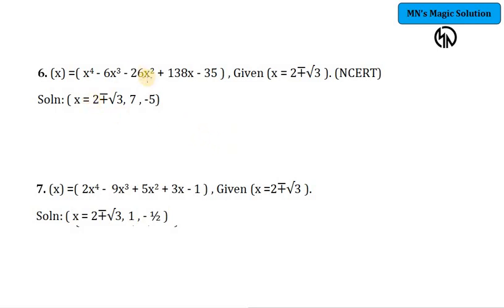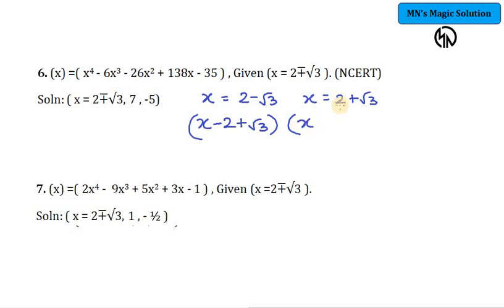Question number 6 is a bit varied. Look at what two zeros they have given here. One is x is equal to 2 minus root 3. The other is x is equal to 2 plus root 3. Now the corresponding factor for 2 minus root 3: if this 2 comes to this side, it becomes minus 2, and minus root 3 becomes plus root 3, so x minus 2 plus root 3. Right? This is one factor. Again, the second factor will be x minus 2, and this is minus root 3.